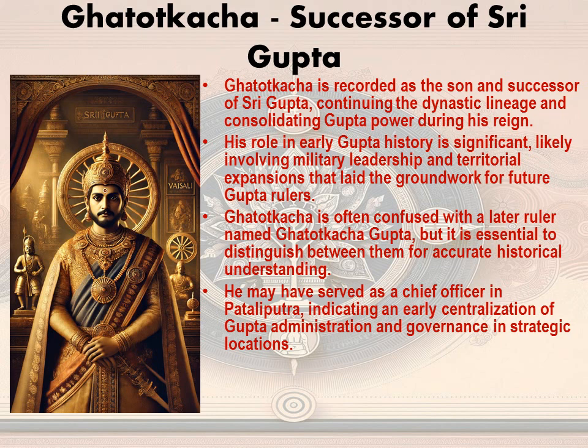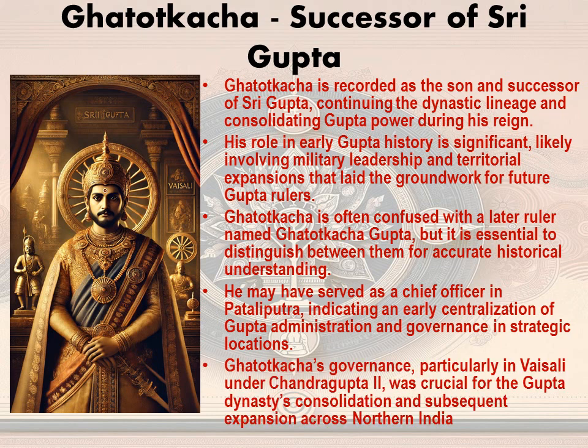He may have served as the chief officer in Patliputra, indicating an early centralization of Gupta administration and governance in strategic locations. So he was probably the chief officer in the Magadhan capital of Patliputra, and that indicates early centralization of Gupta administration and efficiency of strategic location in the administration of the later Guptas.